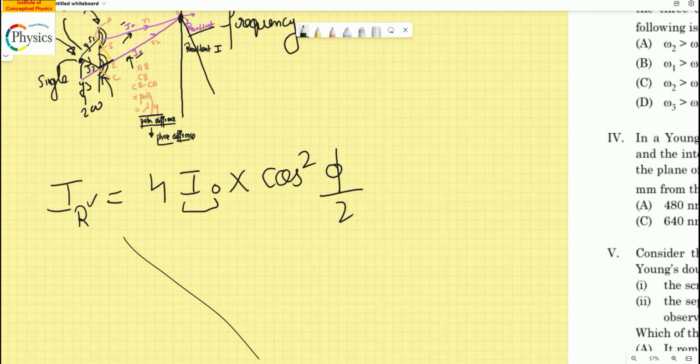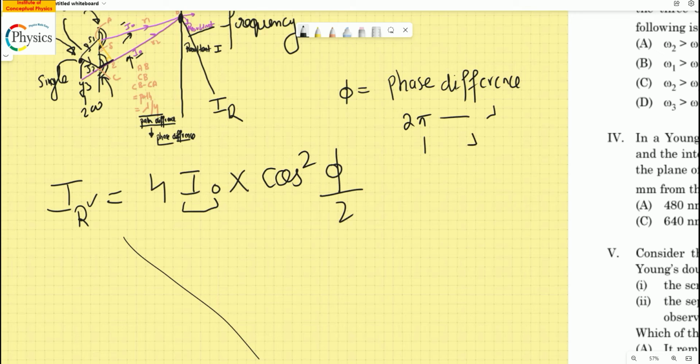So the resultant intensity we calculate is on the screen. Phi actually is the phase difference between these two waves. We know 2 pi is the equivalent of lambda, so 1 is equal to 2 pi by lambda. In our question, we are given lambda by 4 as the path difference, so the phase difference is 2 pi by lambda multiplied by lambda by 4, which you can calculate to be pi by 2.